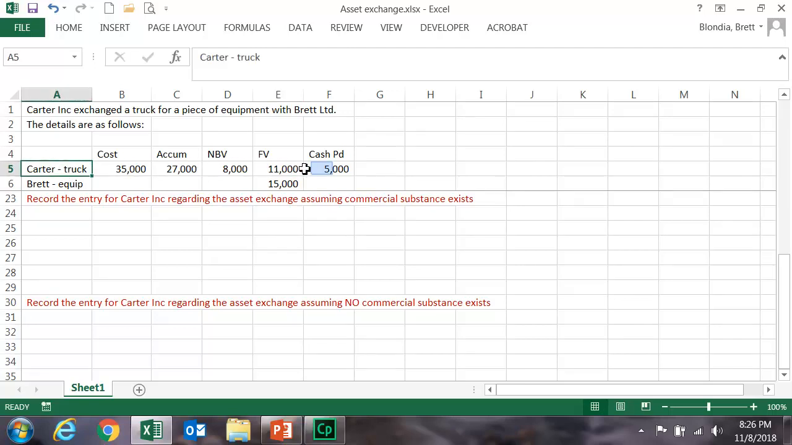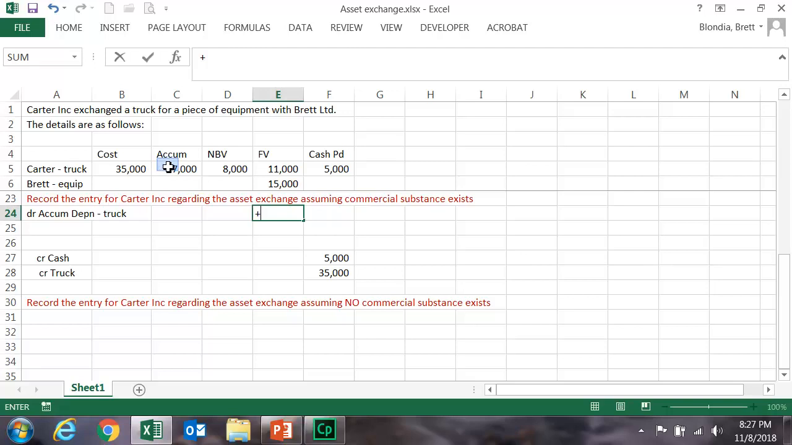And in the transaction, in the exchange, Carter actually paid out $5,000 cash. So my step one is always to deal with the cash. So I am going to credit cash for $5,000. Okay, step one, record the cash. Step two, get rid of all traces of the old asset, which means getting rid of the cost and getting rid of the accumulated depreciation. So I'm going to credit the original cost of the asset, right? And Carter is giving up a truck. So I'm going to credit my truck for $35,000, right? And then I'm going to debit my accumulated depreciation on that truck, which is currently sitting at $27,000.